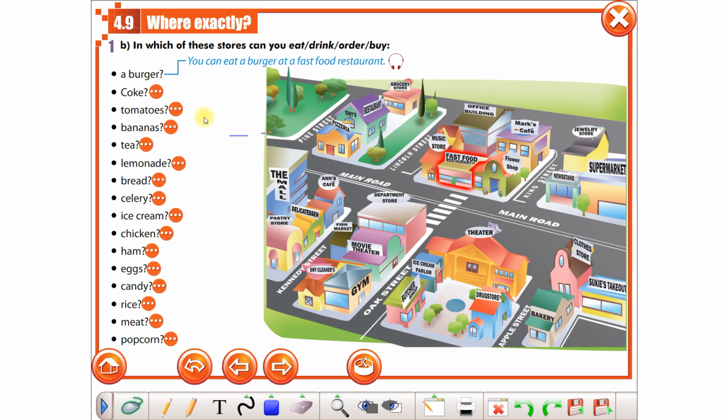And also, in which of these stores can you eat, drink, or order, buy? You can drink a Coke at a fast food restaurant. We're using the preposition at because we are describing the exact place. So that's why we use it here. You can buy bread at the bakery. You can eat ice cream at the ice cream parlor.